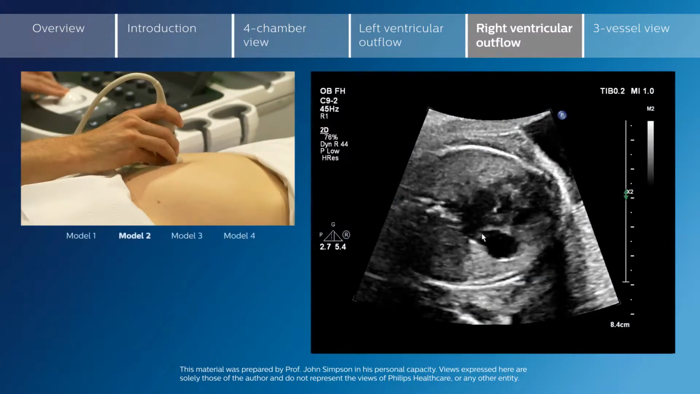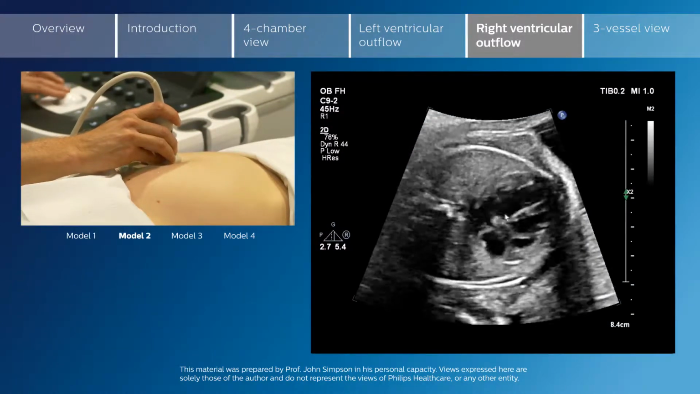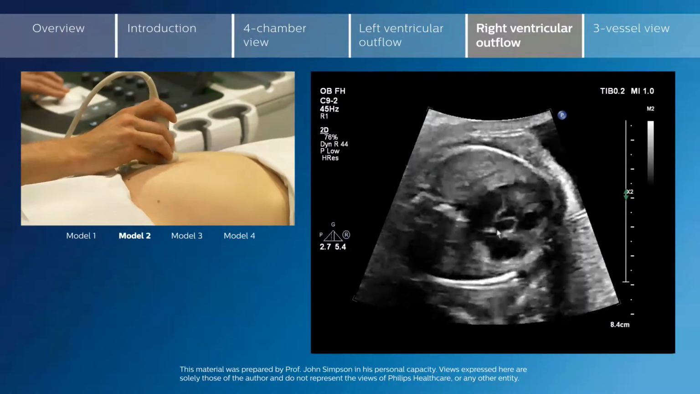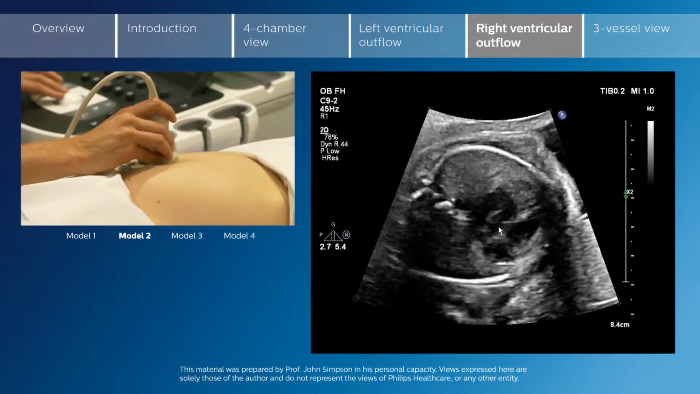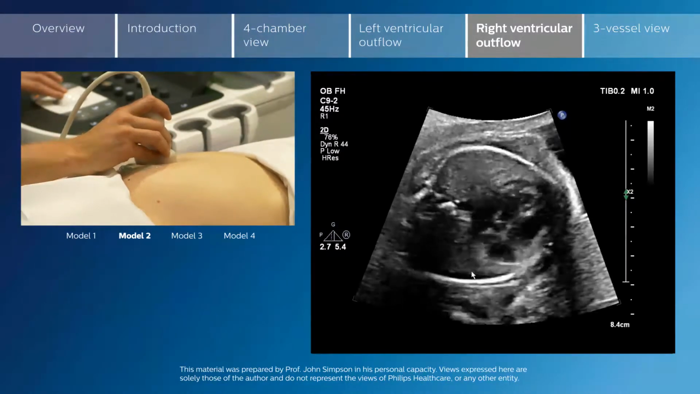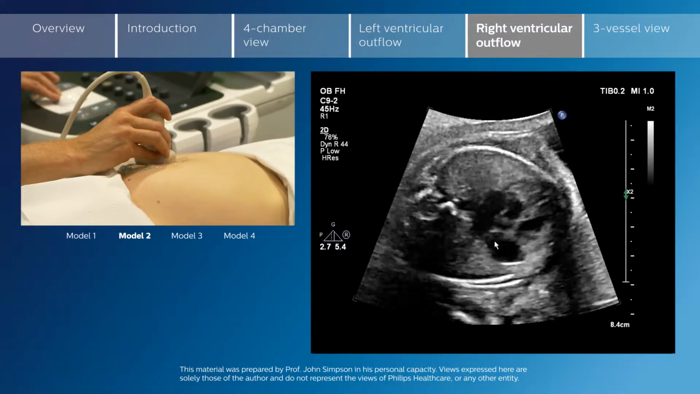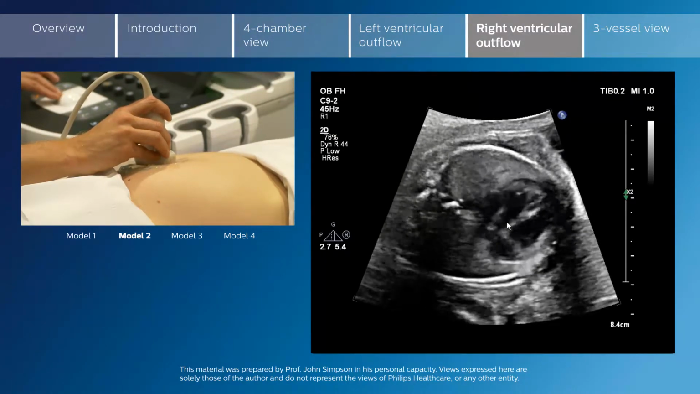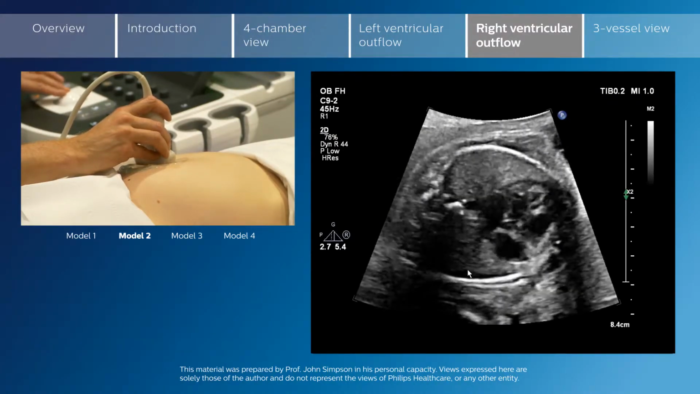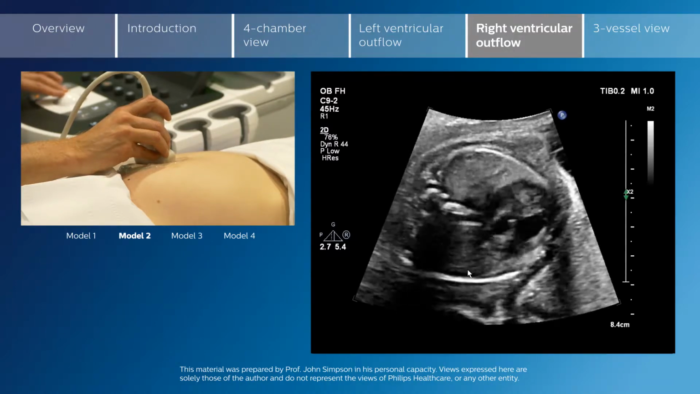As the ultrasound transducer is angulated more cranially, the first vessel which is encountered is the aorta, which leaves in the center of the heart and heads towards the fetal right shoulder. The aortic valve can be seen to open and close here.